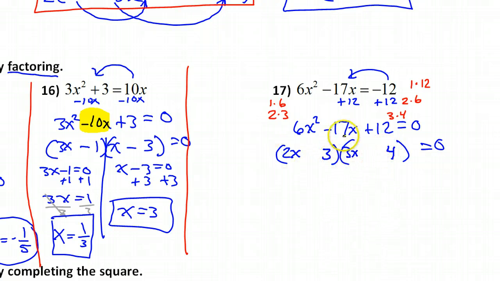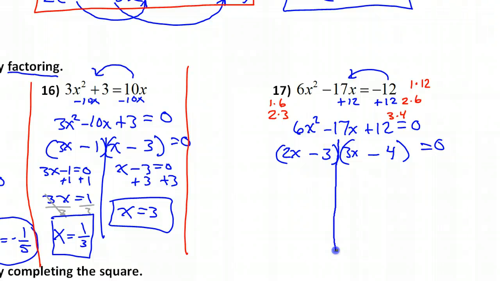Now, inner plus outer has to equal middle. Inner, I have 9x. Outer, I have 8x. Oh, look at that, because I'm trying to get negative 17, and I can. If both of these are negative, that would make negative 17. That would mean both of these would be negative, and a negative times a negative is a positive, so it is working. All right, get rid of that now.